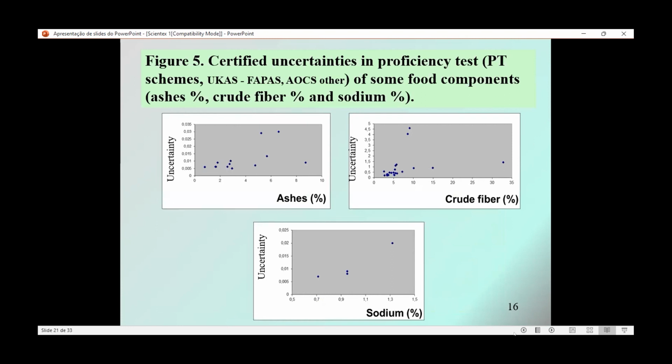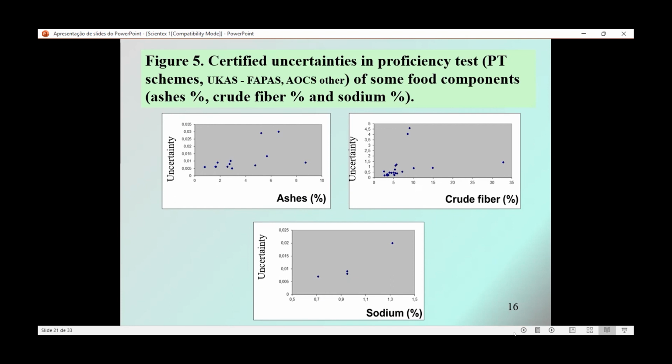Well, we used some proficiency tests to see what happens with uncertainty. These PT schemes are from FAPAS, AOCS, and others. We had some food components here in this figure 5. We have the uncertainty for ashes, uncertainty for crude fiber, and sodium, all of them in percent.